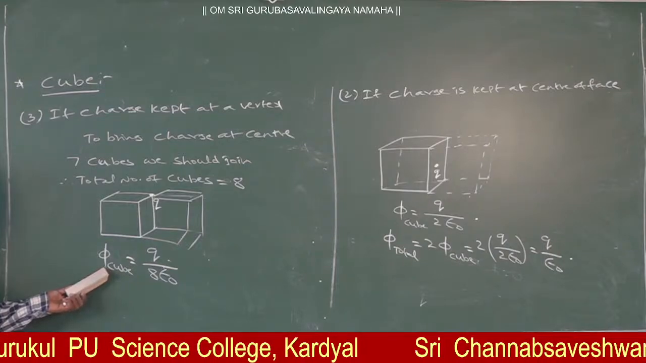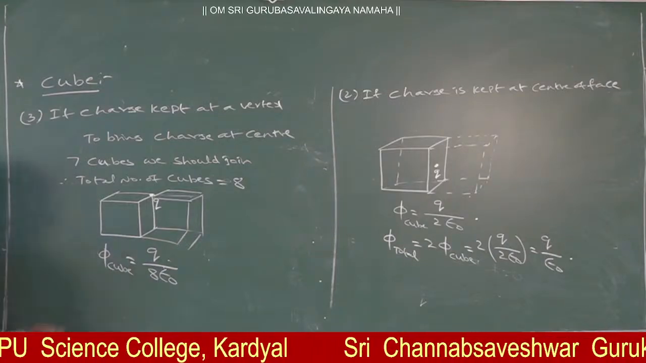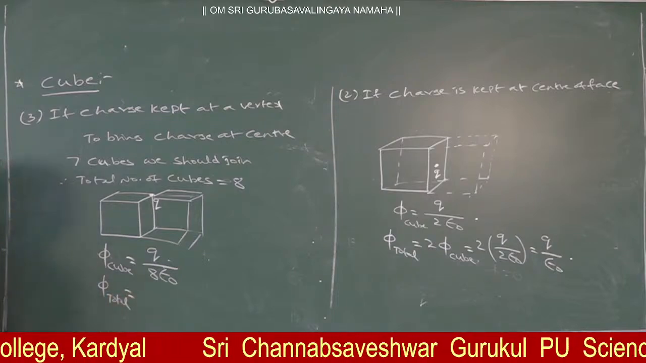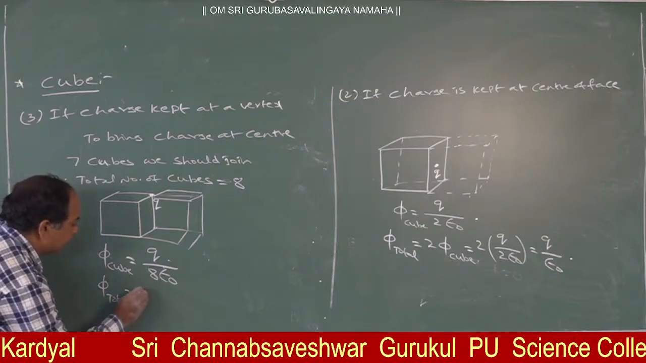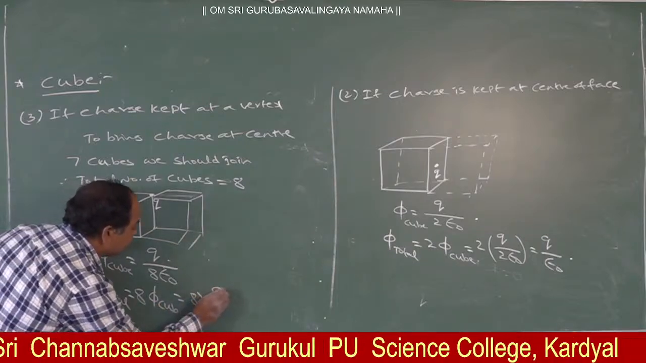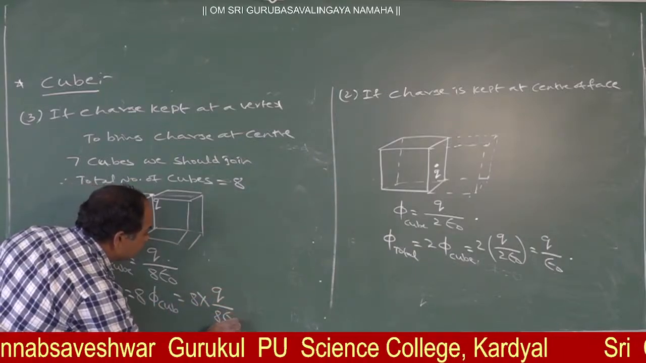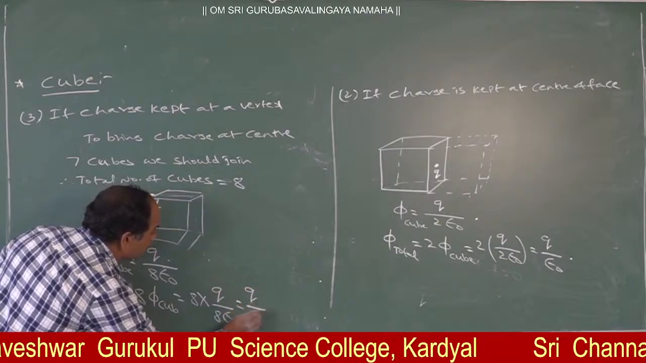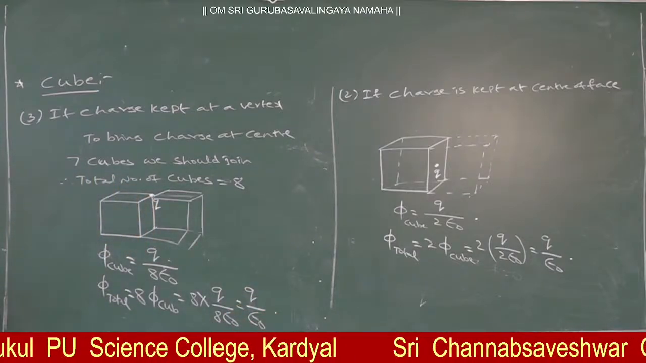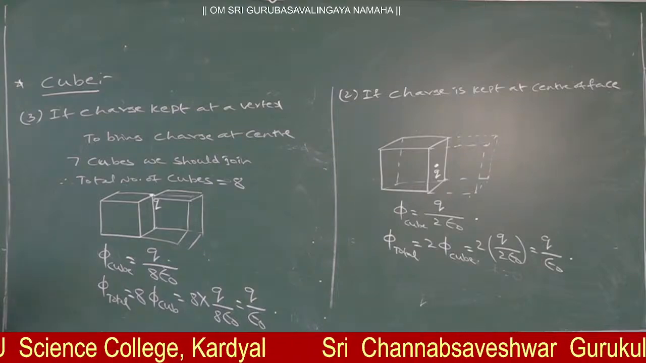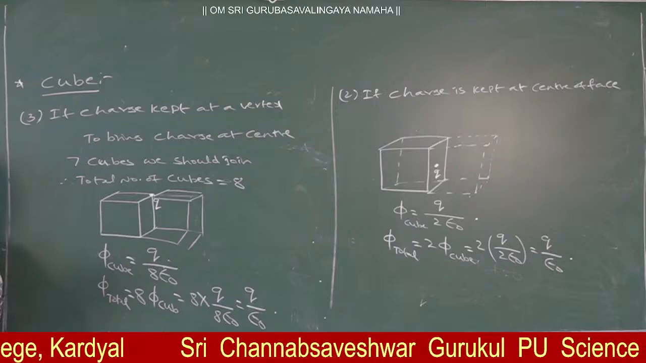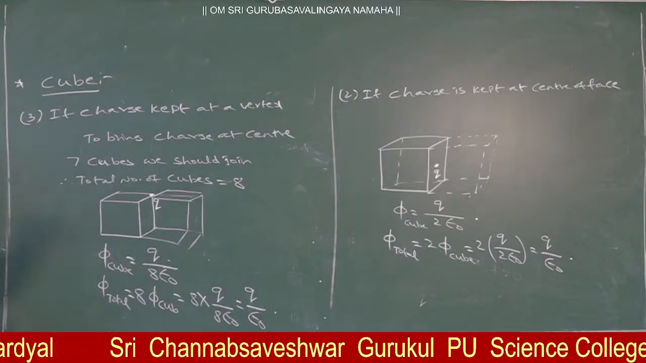So each cube flux will become Q by 8 epsilon naught. Now we may write phi total is equal to, how many cubes are there? 8 cubes. So 8 into phi cube, that is equal to 8 into Q by 8 epsilon naught. So again total will become Q by epsilon naught. Total will not change.